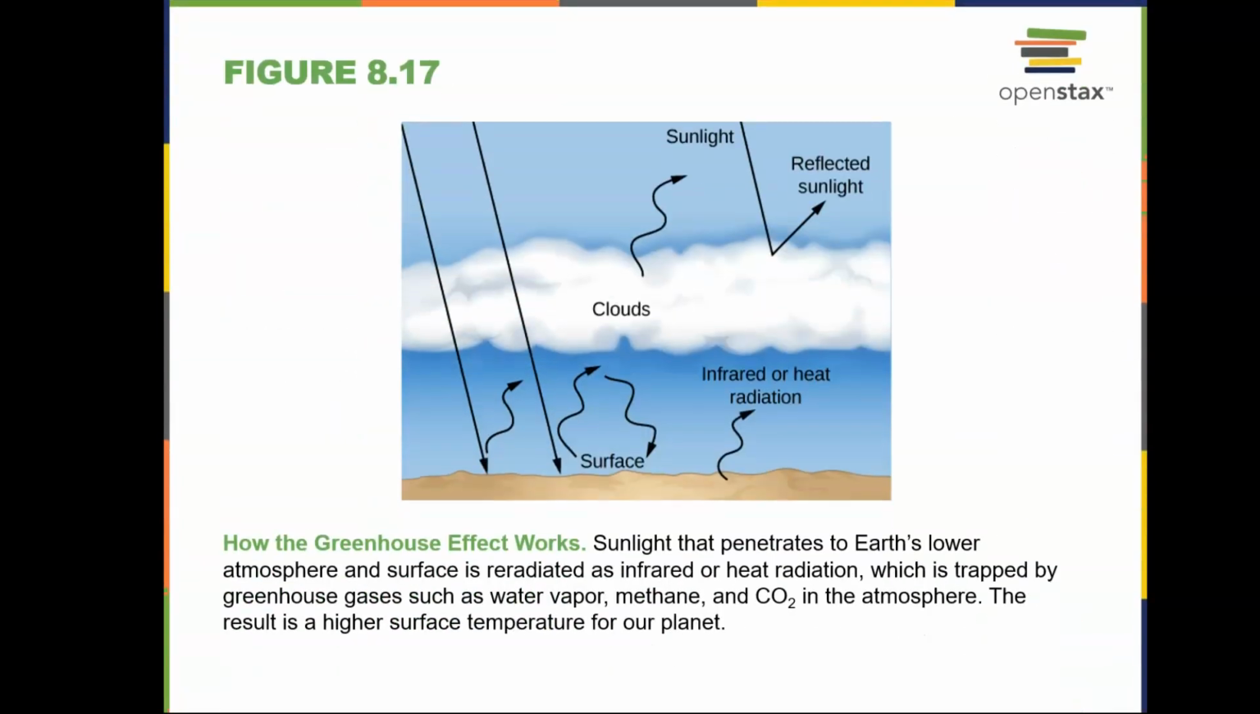Here we can see how the greenhouse effect works. Sunlight that penetrates to Earth's lower atmosphere and surface is re-radiated as infrared or heat radiation, which is then trapped by the greenhouse gases such as water vapor, methane, and CO2 in the atmosphere. The result is a higher surface temperature for our planet.